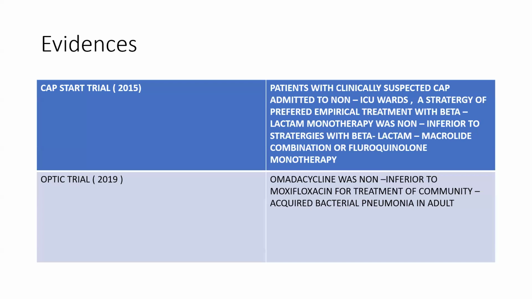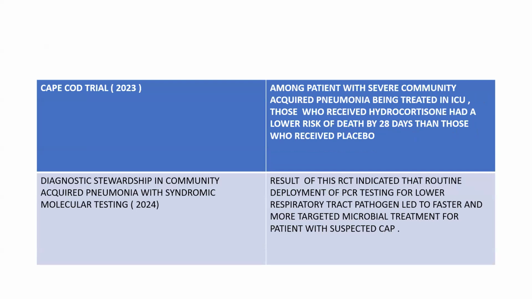These are the evidence for CAP, that is the CAP-START trial, which was published in 2015. According to this, in patients with clinically suspected CAP admitted to non-ICU wards, a strategy of preferred empirical treatment with beta-lactam monotherapy was non-inferior to the strategies with beta-lactam macrolide combination or fluoroquinolone monotherapy. Then the OPTIC trial, which was published in 2019, showed omadacycline was non-inferior to moxifloxacin for treatment of community-acquired pneumonia. Then the CAPE COD trial is in favor of using hydrocortisone in severe community-acquired pneumonia.